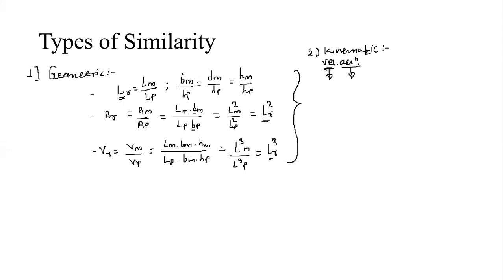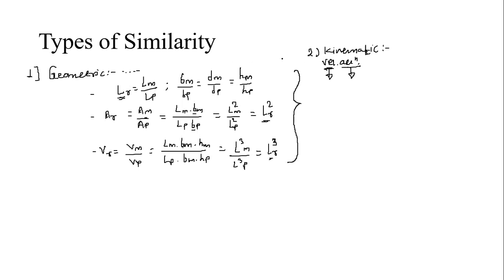Similarly, for the acceleration, if the acceleration of the flowing fluid in a model of a river at a surface and the acceleration of the flowing fluid of a river in its prototype at a surface is the same, then in that case we can say that there exists an acceleration kinematic similarity between the model and prototype of that river. Isn't it? It means that to have a kinematic similarity, we must have a geometric similarity between the model and prototype.